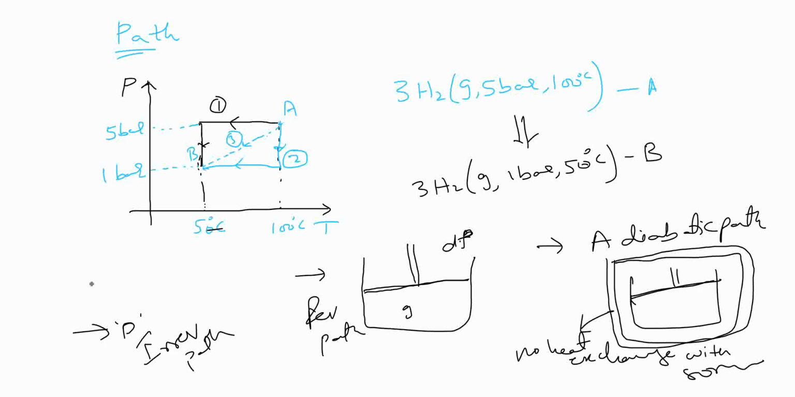So this is all about path, and it is very important in order to understand the system. Only then can we tell about the amount, as the path influences the heat energy flow with the surroundings, that is heat exchange. Also it will determine the amount of work done by the system on surroundings or surroundings on the system. So that is determined by the path. Hence, understanding the path is very important while solving the problems.